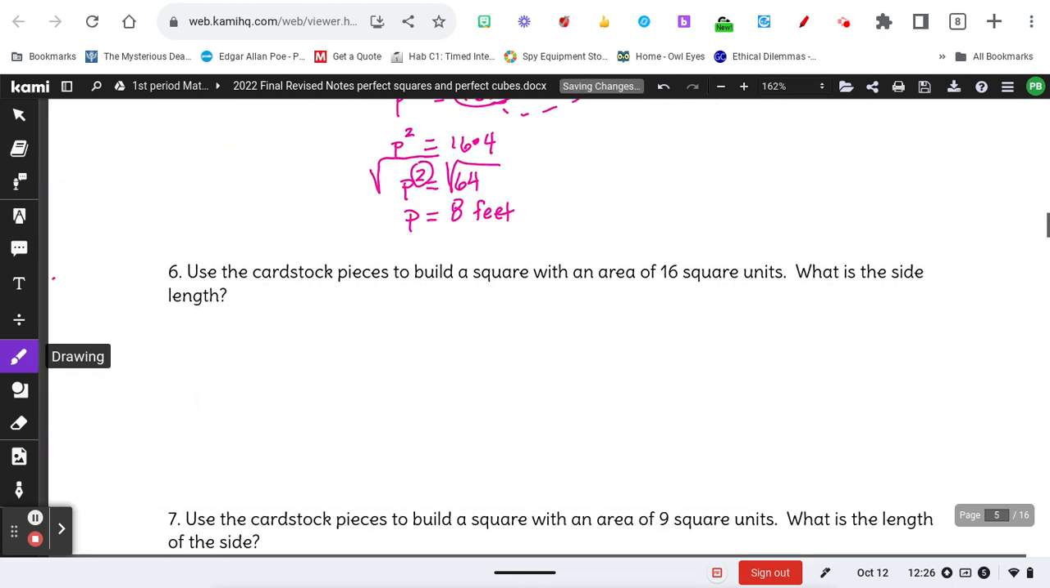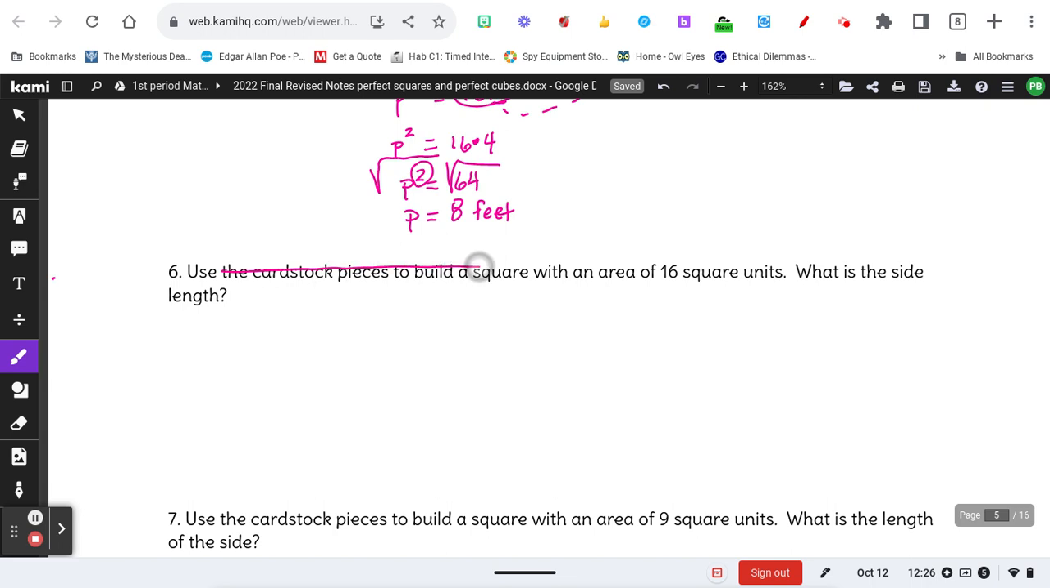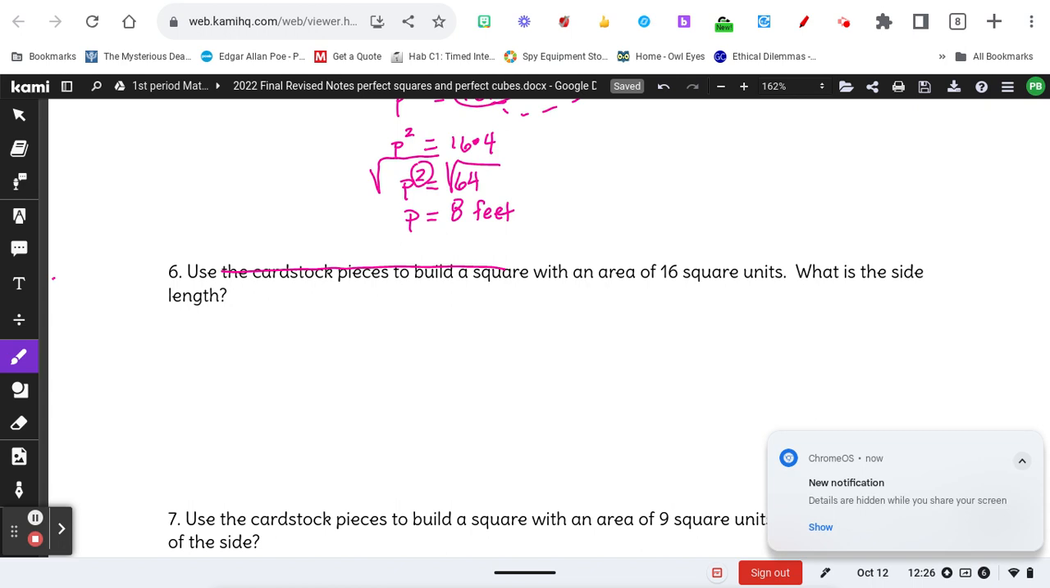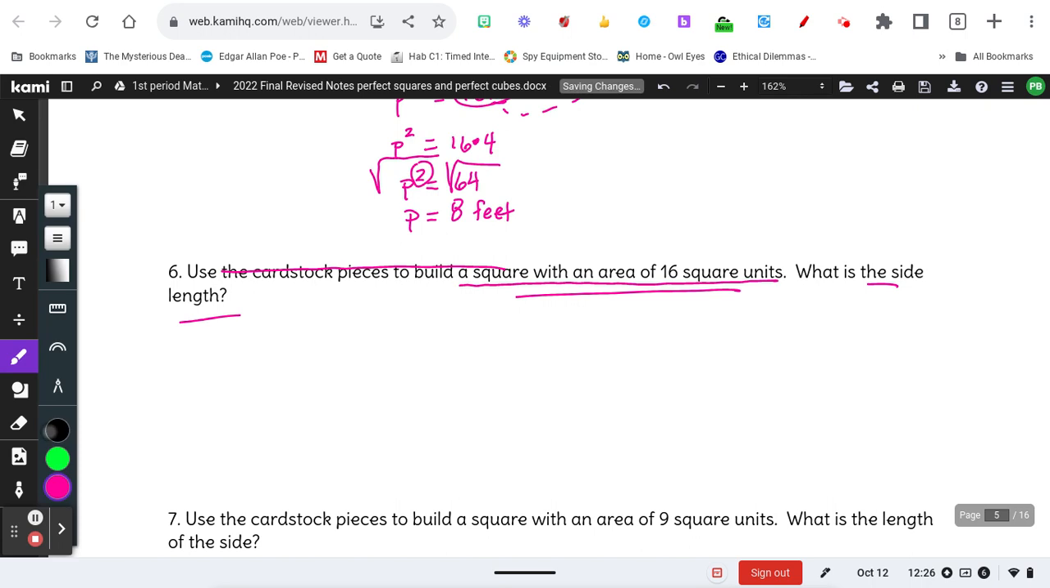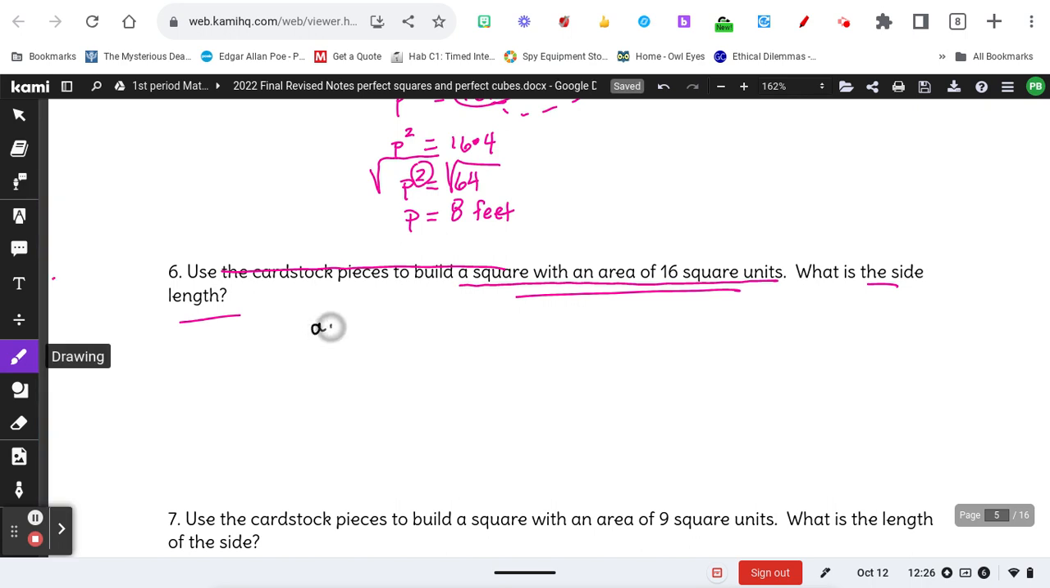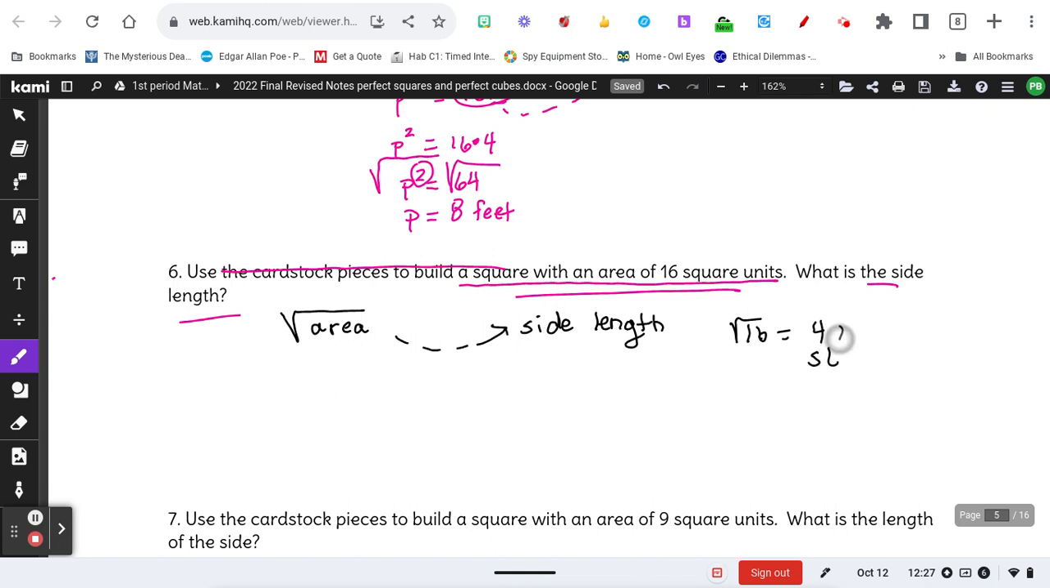Okay, these are fairly simple. We're not going to use cardstock pieces to build anything. I just want to figure out what the side length is of a square. I'm going to tell you that a square has an area of 16 square units. What is the side length? Okay, so I need you to write this in your notes if you have forgotten. If given the area and you want to get to side length, then this is all you do. You take the square root of the area to get to the side length. So I'm going to take the square root of 16. So the side length is, I'm going to put SL for side length, is 4 units.